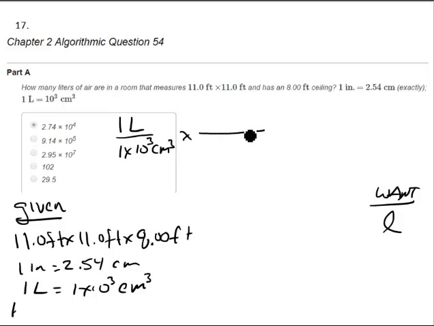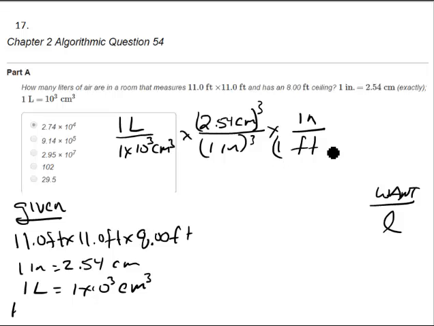And now I need to cancel those units, so that has to go on top. So I'm going to put 2.54 centimeters on top here, and I'm going to put 1 inch down here, but that's cubic centimeters, so I got to cube that whole thing, and that means I got to cube this thing. And now I'm in inches, and I've got to get rid of inches and get to feet. But again, that is going to be cubed, so I got 1 cubic foot down there, and that'll be 12 cubic inches up here. And then I multiply by my 11 times 8.